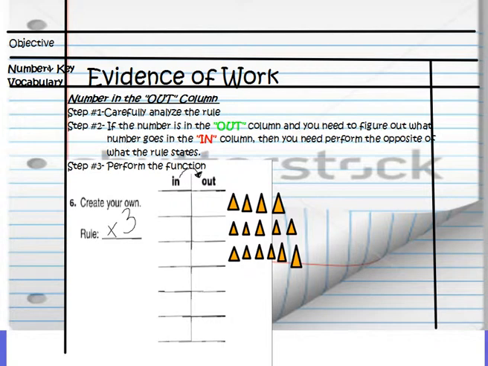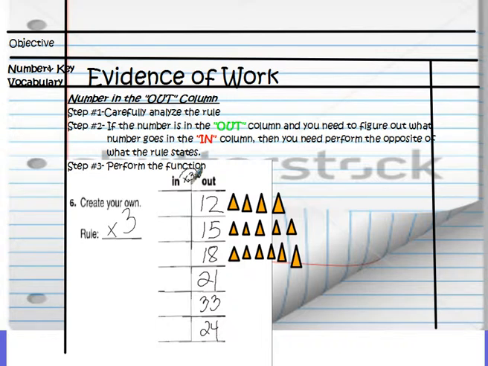So the rule here is times 3, or multiplied by 3. Now remember, the rule, we follow the arrow, left to right. So here we're going to have 12, 15, and 18. I'm also going to do a 21, 33, and 24.